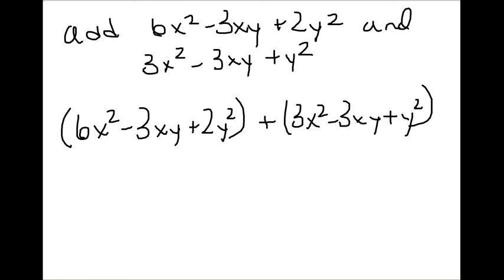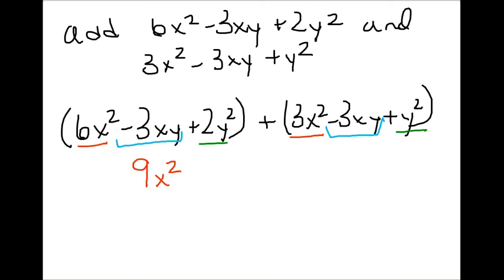So again, I'm going to underline all of my x squareds in red, I'm going to do my xy's in blue, and I'm going to do my y squareds in green. Notice I don't have any constants in this example. And so I've got 6x squared plus 3x squared. So that's 9x squared.